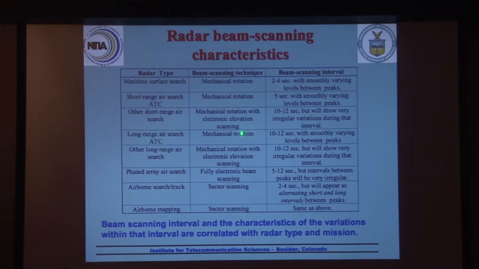Long-range air traffic control, typically plain vanilla mechanical rotation, 10 to 12 seconds, nothing complicated going on in there. Again, we'll see a picture of that in a second. Other long-range air search, you can combine mechanical rotation with electronic elevation scanning.